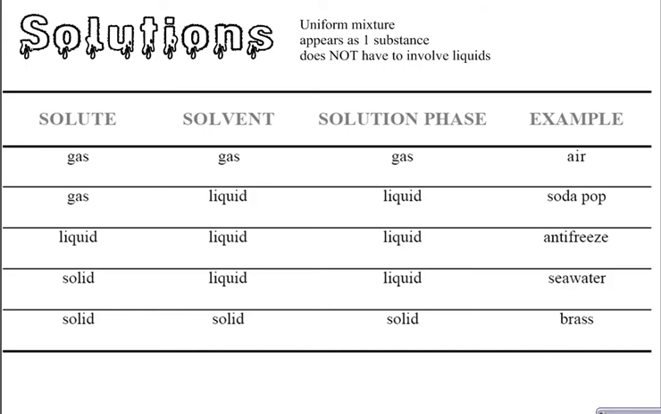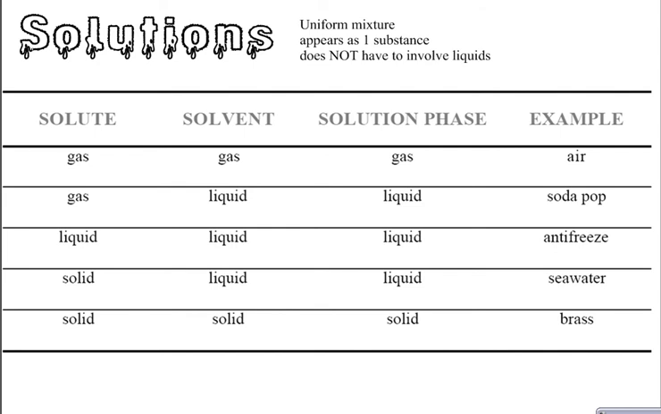The solvent's state of matter determines the state of matter of the solution. So for example, if your solvent is a solid, you will end up with a solid solution. If your solvent is a liquid, you will end up with a liquid solution. So if a gas is dissolved into a gas, you end up with a gas phase solution. An example would be the air you're breathing. If you dissolve a gas into a liquid, you end up with a liquid phase solution. So soda would be your example.